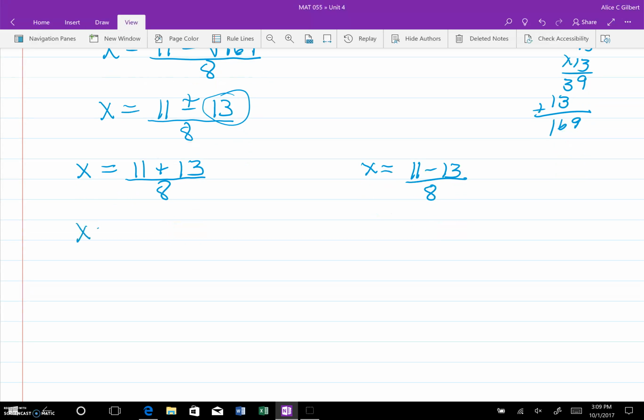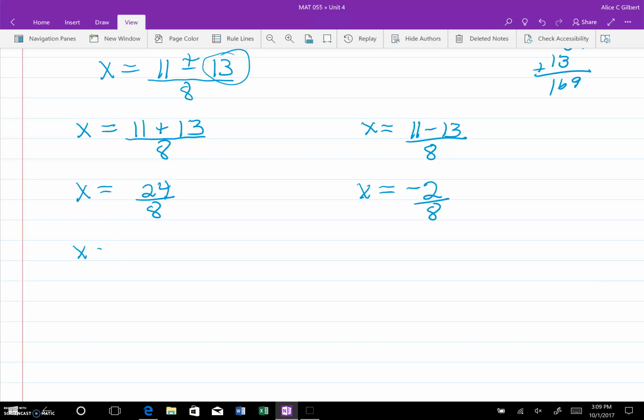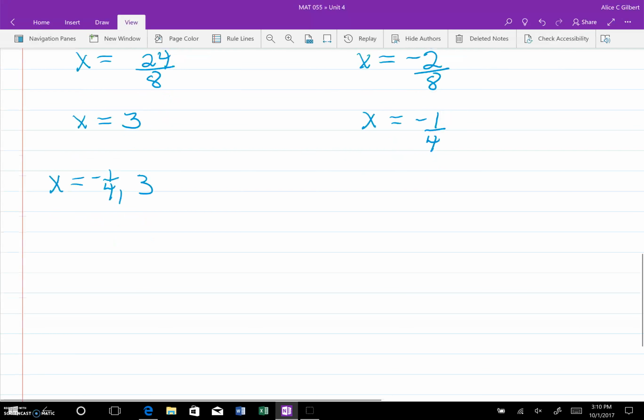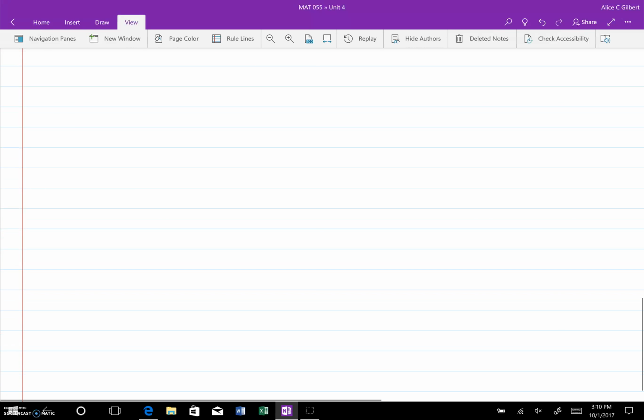So I get x equals, let me see, that's 24 over 8. And this would be x equals negative 2 over 8. This one now is x equals 3 because 24 divided by 8 is 3. And I just need to reduce this to negative 1/4. And so my final answer is x equals negative 1/4 or 3. Again, write it like this, please, not like the book does. Okay? Pretty easy. Well, with practice maybe.